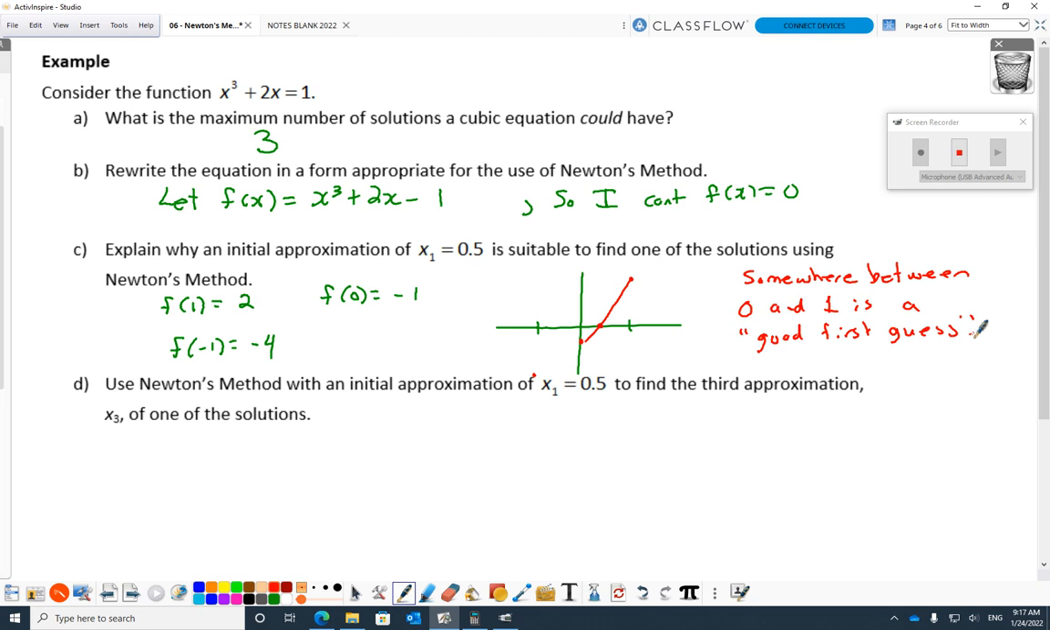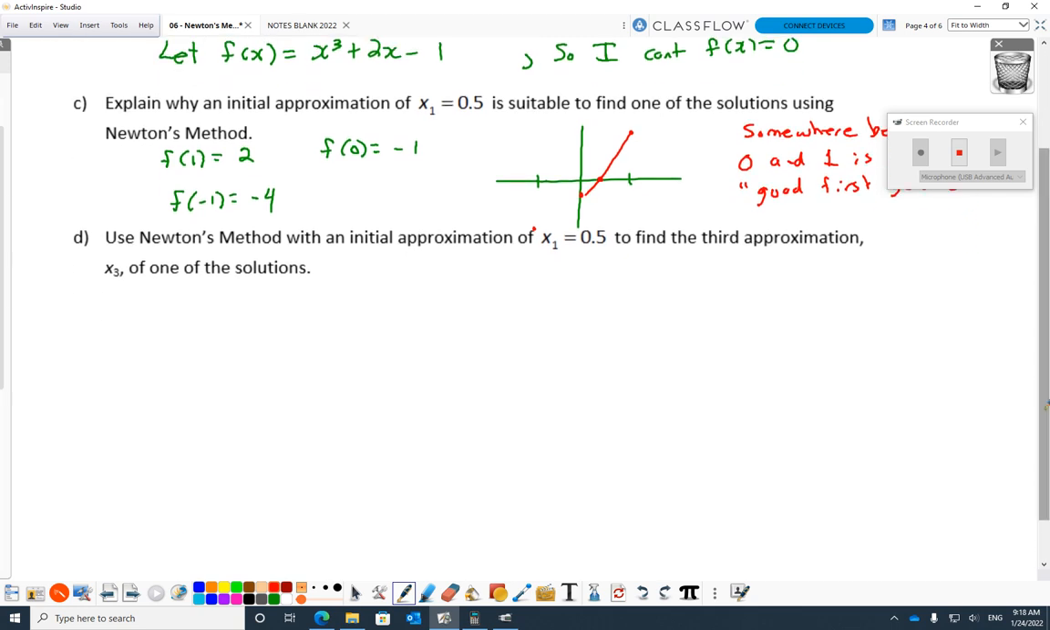Use Newton's method with an initial approximation of x1 equals 0.5 to find the third approximation of one of the solutions. One of the solutions. Remember, there could be 3 out there. We're only working on one of them right now. How do we get the other ones? Well, there's lots of ways to get the other ones after we have one. We'll focus on getting one. If we can get one, we'll be in good shape. Okay, so x1 equals 0.5.